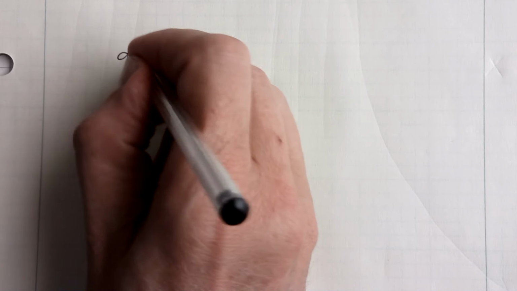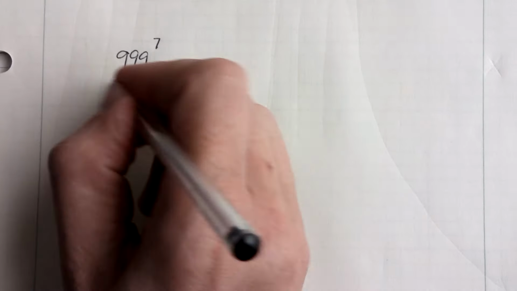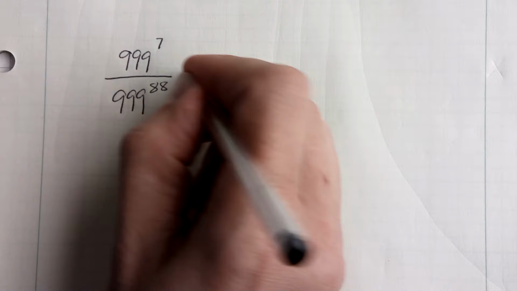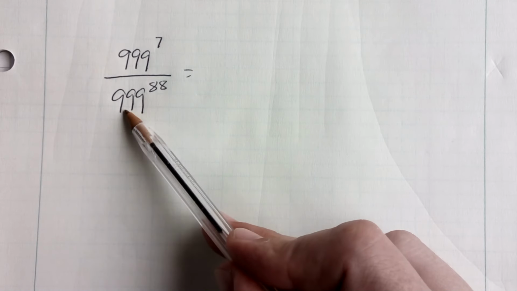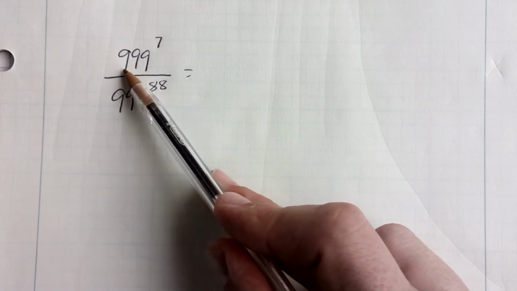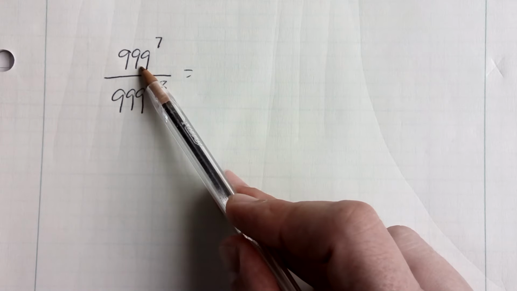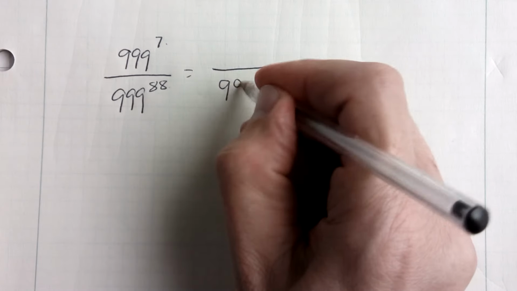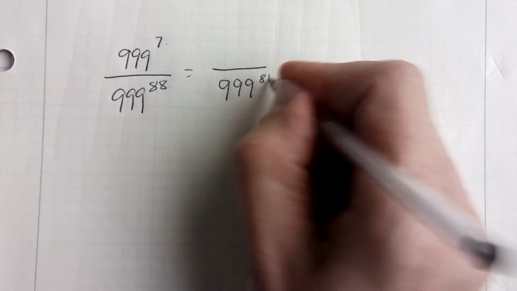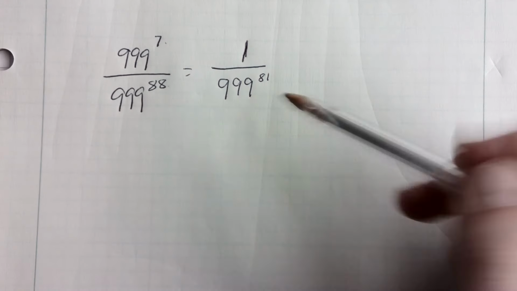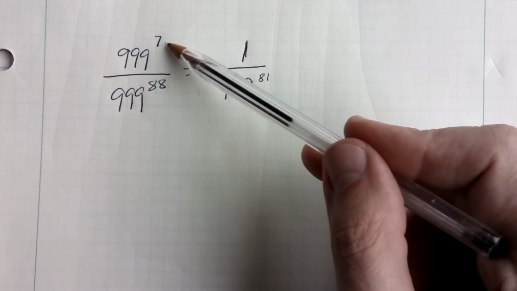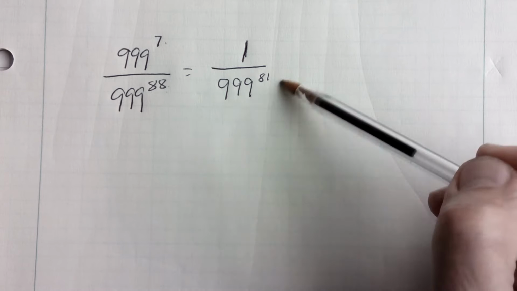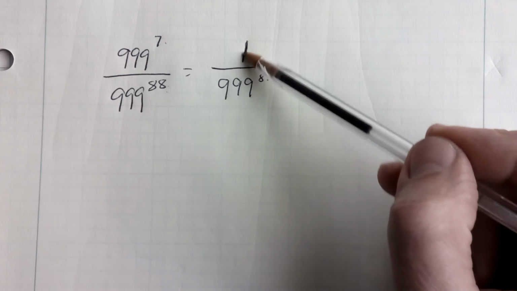Now, the reverse is true if the exponent is larger on the bottom. Let's say I gave you 999 raised to the 7th power over 999 raised to the 88th power. Well, remember, this 88 means I have 88 999s on the bottom of the fraction. I have 7 999s on the top of the fraction. So these 7 will cancel 7 of these, which leaves how many 999s on the bottom of the fraction? It will leave 81. What's left on the top? A 1. So if the exponent is larger on the bottom than on the top, you're going to subtract the top exponent from the bottom exponent and leave the base with its exponent on the bottom under a 1. Right? So let's just do 2 quick examples, and then I'll let you get to work.